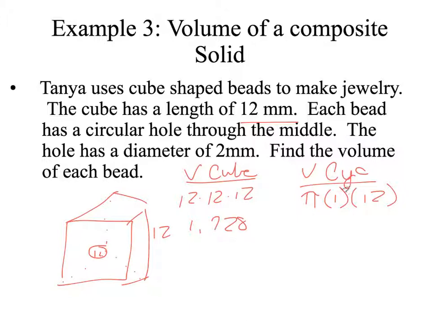You'll notice that I didn't say 1 squared, and it's because 1 squared is just 1. So I'm getting 37.7 there. And I want to get rid of that cylinder in the middle, so I'm actually going to subtract these two to get the total volume of the bead. 1,728 minus 37.7. And the volume of the total bead is approximately 1,690.